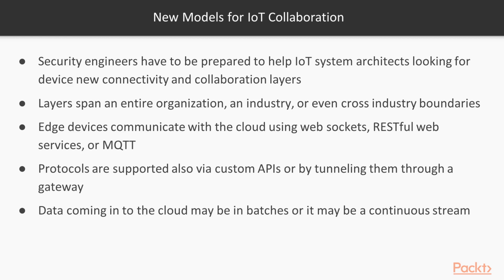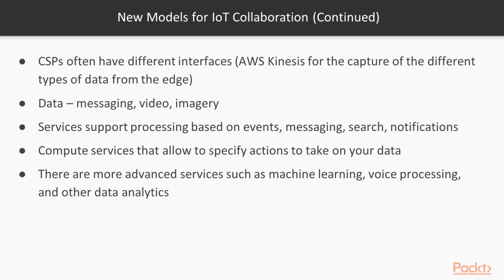Today, we see that most edge devices communicate with the cloud using web sockets, RESTful Web Services, or MQTT. Other protocols are supported also via custom APIs or by tunneling them through a gateway. Data coming into the cloud may be in batches, or it may be a continuous stream. CSPs often have different interfaces, for example AWS Kinesis from the edge. Data can be messaging, video, imagery, etc. With a generic cloud, there are services that support processing based on events, messaging, search, notifications, etc. There are also compute services that allow you to specify actions to take on your data, and of course, there are many more advanced services such as machine learning, voice processing, and other data analytics.